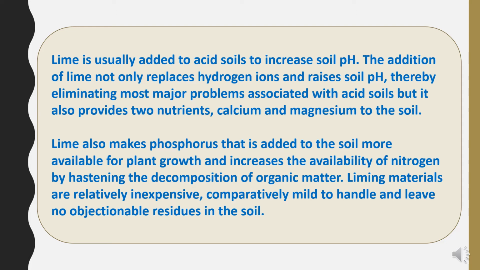Lime also makes phosphorus that is added to the soil more available for plant growth and increases the availability of nitrogen by hastening decomposition of organic matter. Liming materials are relatively inexpensive, comparatively mild to handle, and leave no objectionable residue in the soil.